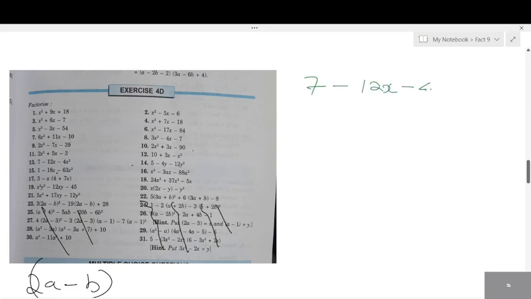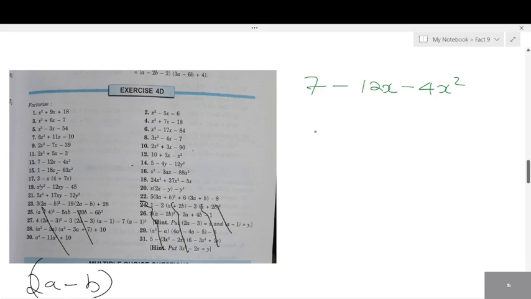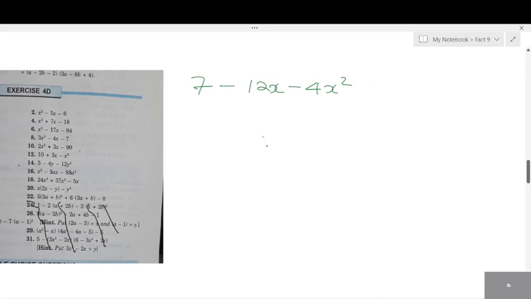12x minus 4x whole square. Okay, which one you're supposed to write first? Tell me which one you're supposed to write. Minus 4x square. Minus 4x square, then? Minus 12x. Minus 12x and? 7. Plus 7 or minus 7? Plus 7.